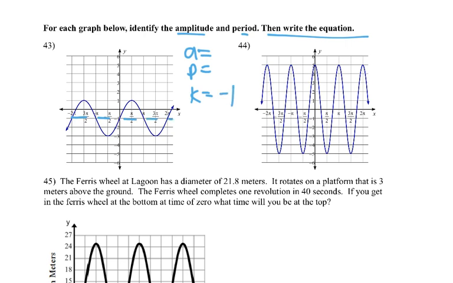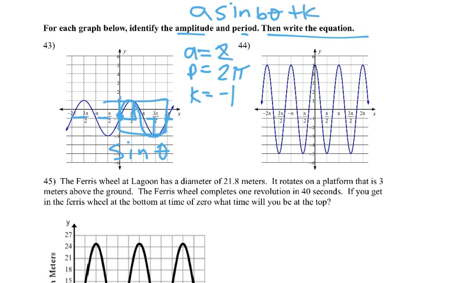Okay, which would mean our amplitude is up 2 or down 2, so it's 2. The period: we start here, we go until we get back to that same point, so it's 2 pi. Okay, now for the equation, remember, because we started on the midline, most likely this is going to be the sine function. The sine function is amplitude times sine of b times theta, or x, plus k.